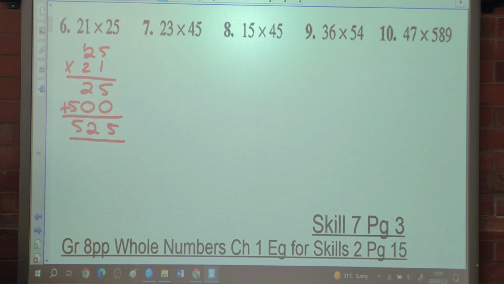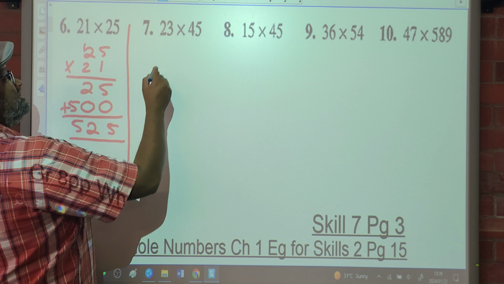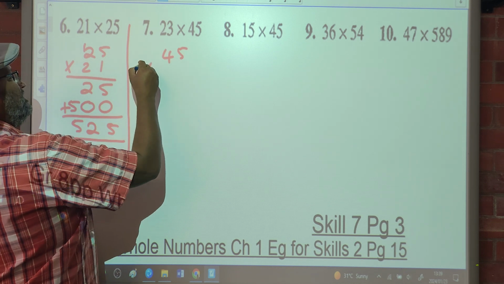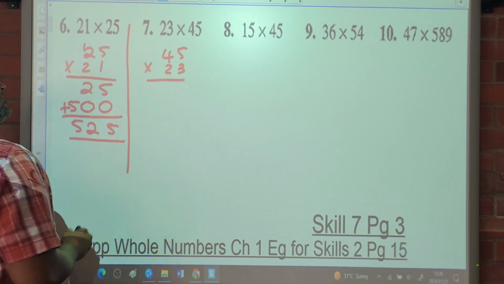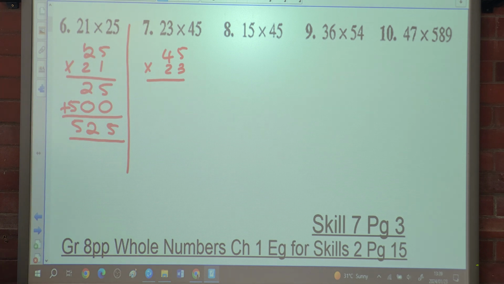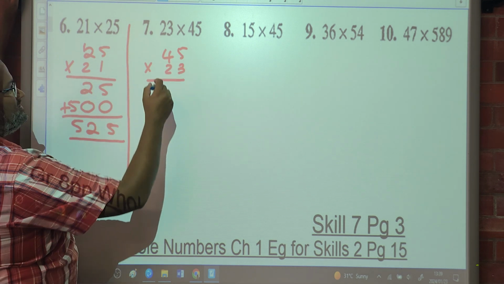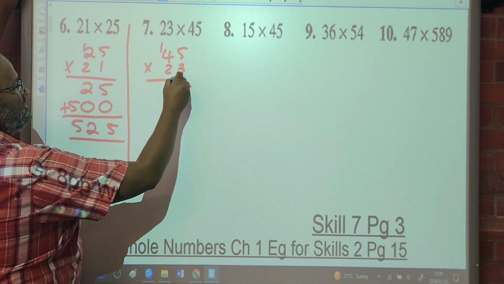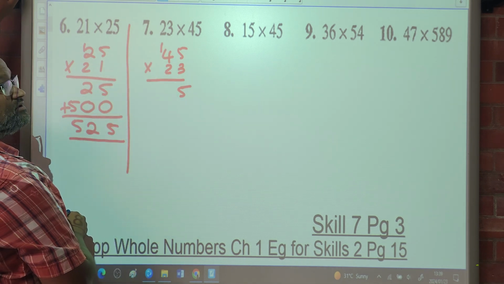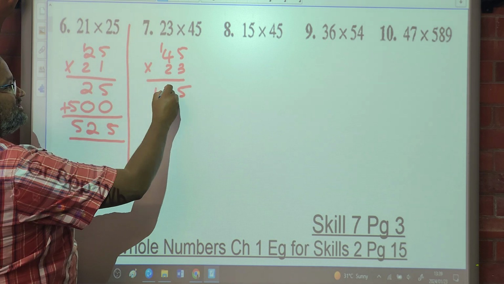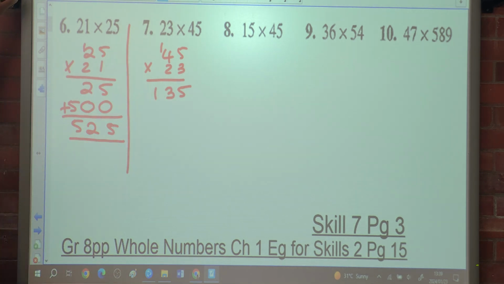Yes. Okay, number 7. So it's 45 multiplied by 23. Okay, so 3 multiplied by 5 is 15. 3 multiplied by 4 is 12 plus 1 is 13.